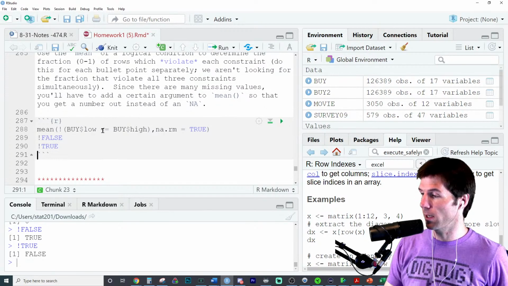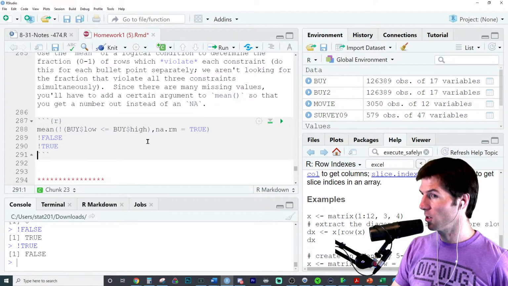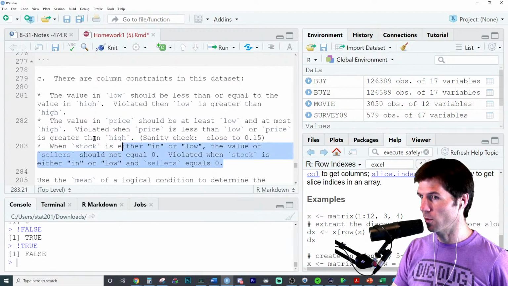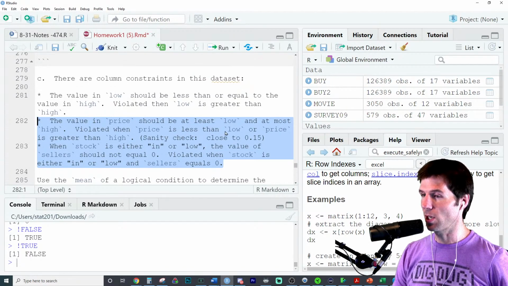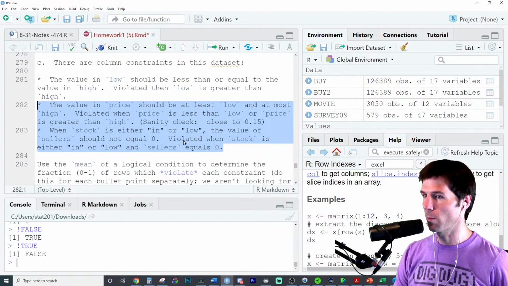So I kind of set this apart and let it evaluate. How many conditions are we checking? We're checking these right here. There's two more, so I just did one out of the three. The value in price should be at least low and at most high. Violated when price is less than low or price is greater than or equal to high. Let's check close to this right here, and we'll do one more right here.